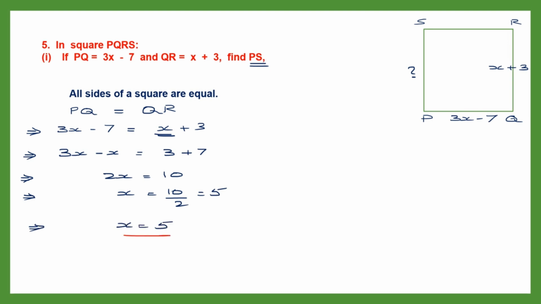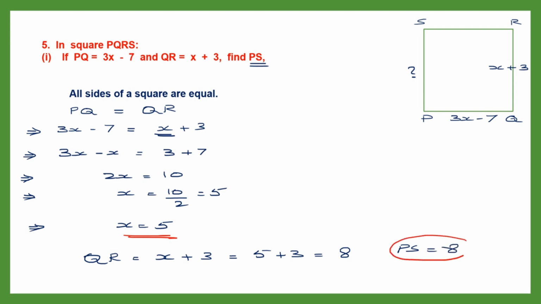So this is the first part. Now we can substitute it here. In 3x we can put 5 here, or we can say 5 plus 3 here. We'll still get the same. So let's use this. This is simpler, isn't it? So let's find QR. QR is equal to x plus 3. That is equal to 5 plus 3, which is 8. So if one side is 8, all sides will be 8. We have been asked to find PS. So PS will also be 8 units. So this is our answer. PS is equal to 8.